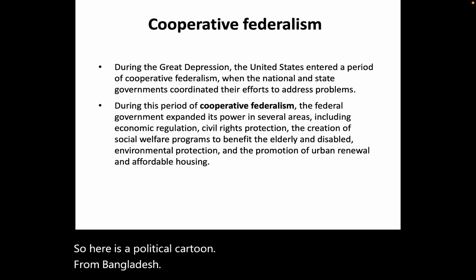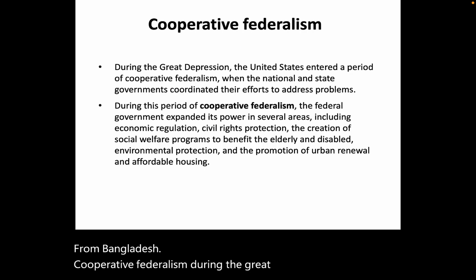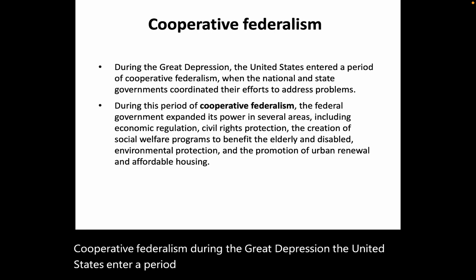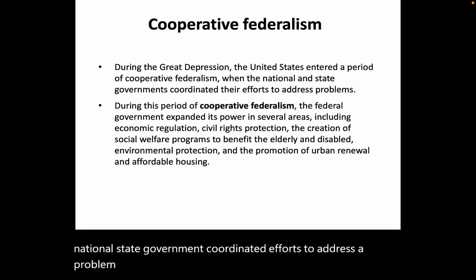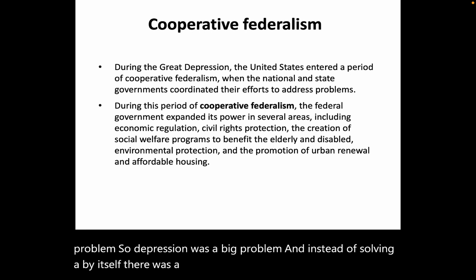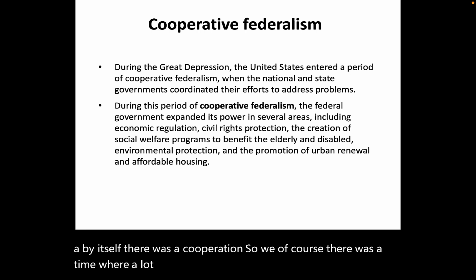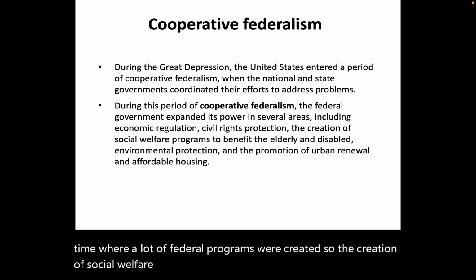Cooperative federalism. During the Great Depression, the United States entered a period of cooperative federalism where the national and state governments coordinated efforts to address the problem. The depression was a big problem, and instead of solving it by itself, there was cooperation. There was a time when a lot of federal programs were created. The creation of social welfare programs, one of which was Social Security, came from that time period.